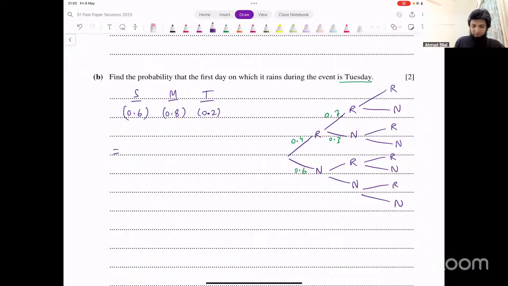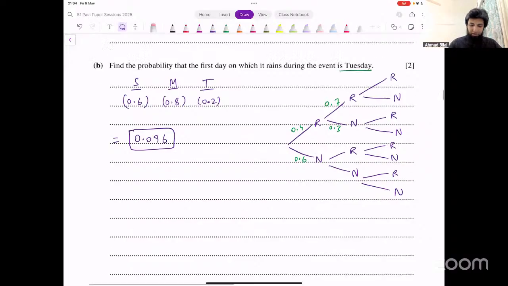You can see what this turns out to be, 0.6 into 0.8 into 0.2. What's this? 0.096? Okay, so this is 0.096. So we could just do it directly like this. It's only one path. We know exactly what path to follow. No rain, and then rain. Okay, these are the probabilities that we've got.